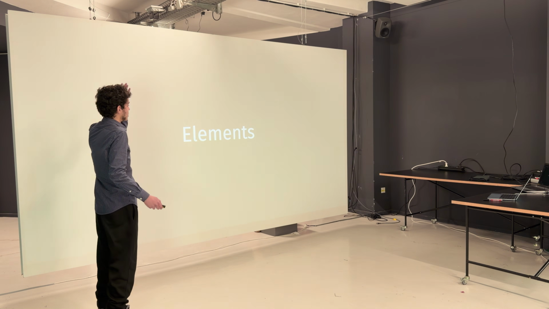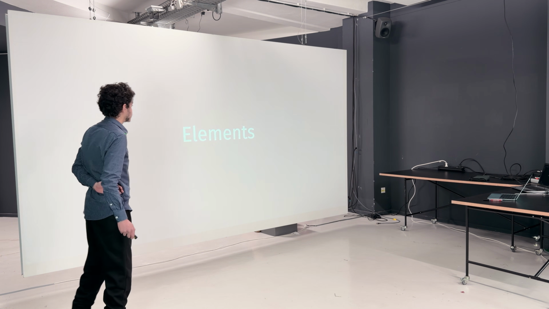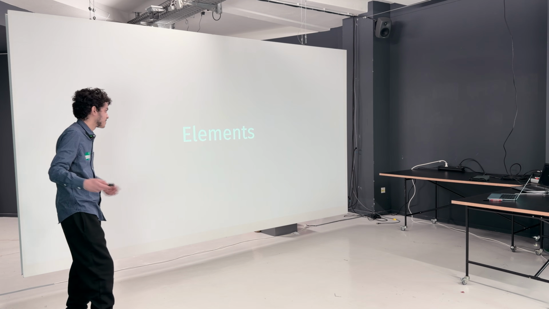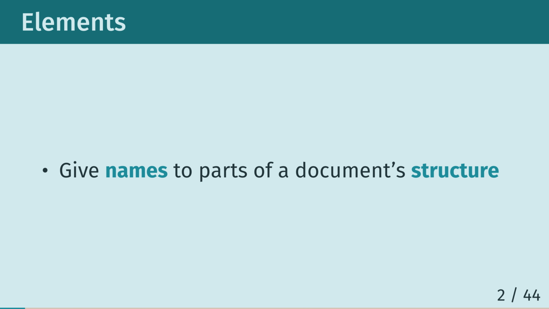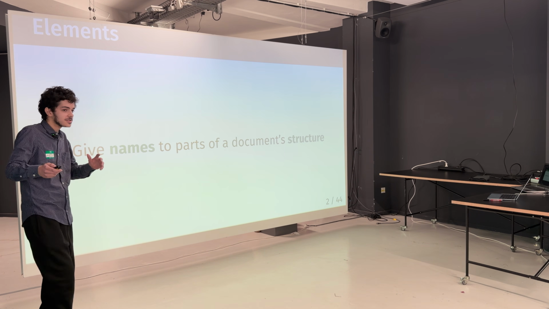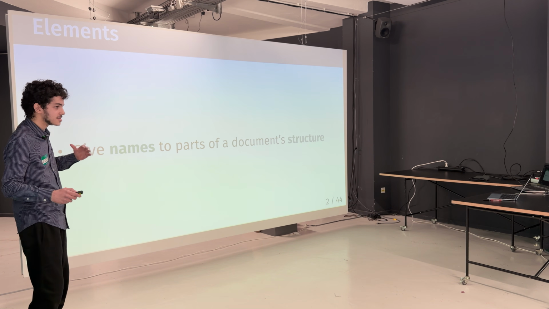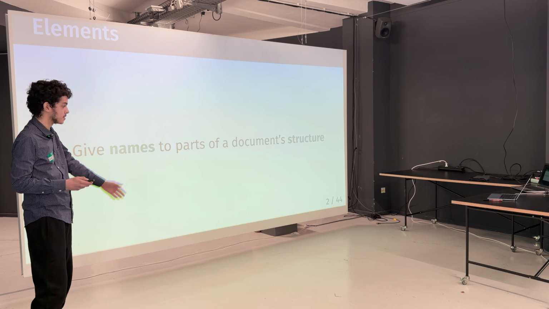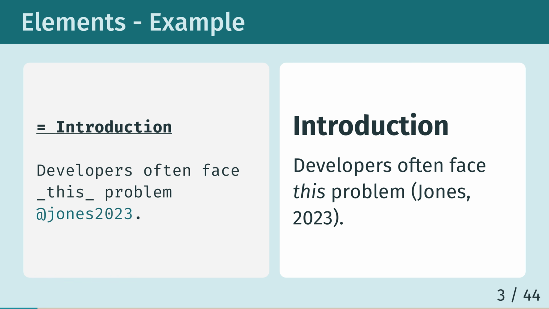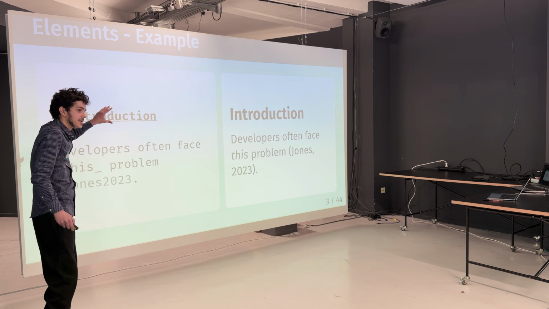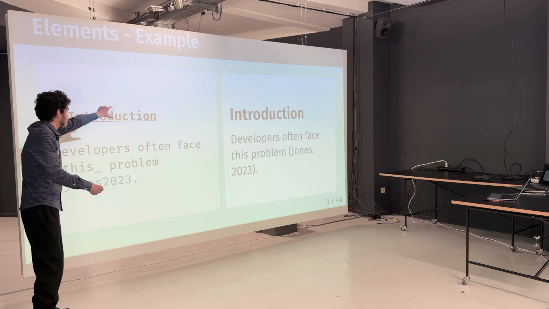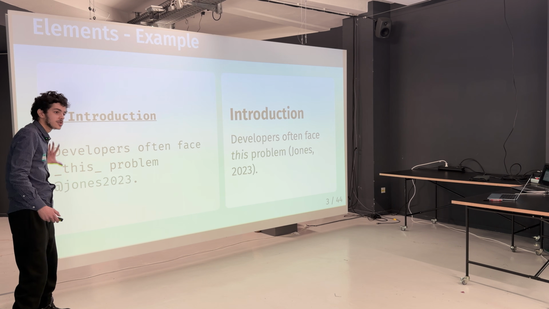And that's precisely why we need to talk about elements, right? Elements are something that you're using in your document without even noticing. They are basically the way that you can give certain names to parts of your document's structure. When you're writing your document, there are clearly some parts of it that mean different things. For example, you might have the section title, which is different from the paragraph right below it.